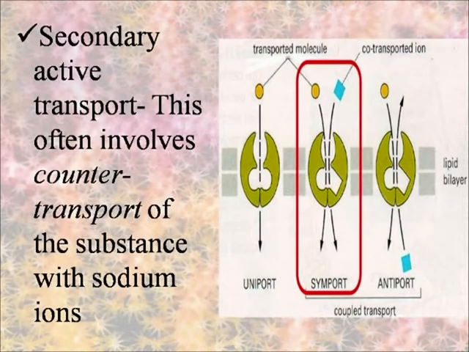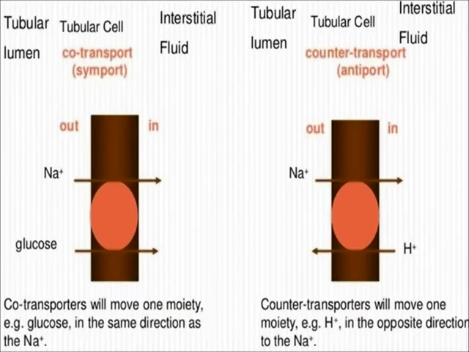Secondary active transport. This often involves counter-transport of the substance with sodium ions. In counter-transport, the energy liberated from the downhill movement of one of the substances, for example sodium ions, enables uphill movement of a second substance in the opposite direction.